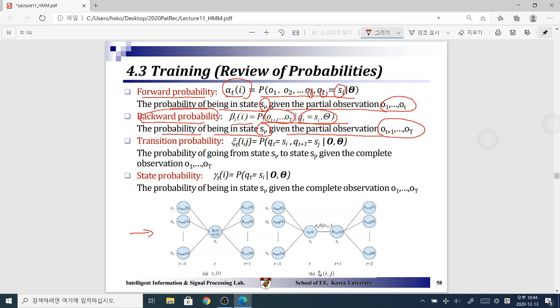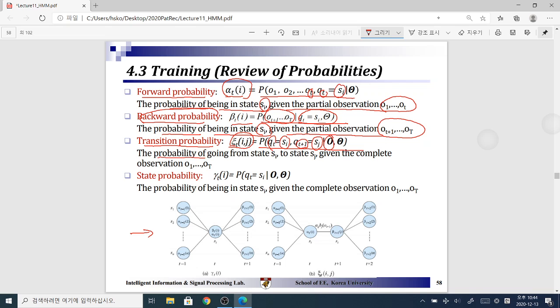On the other hand, the transition probability would be denoted by psi sub t of i and j, which would be, as you can see, a joint probability of being in state i at time t, and that at time t plus 1 the state would be j, given the observation sequence as well as the model.